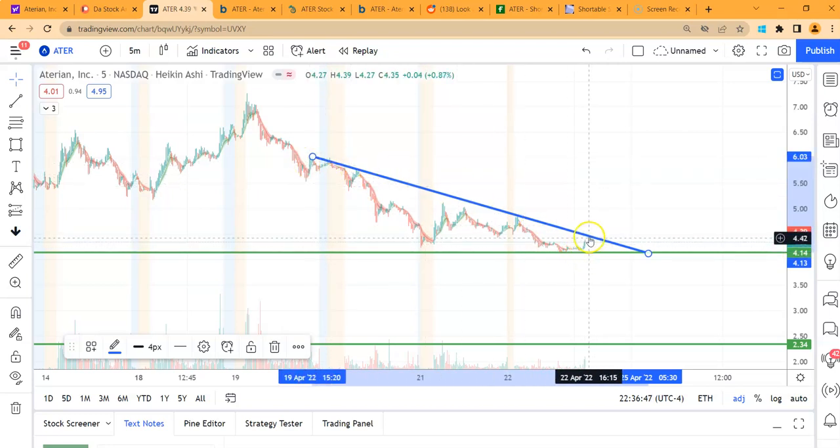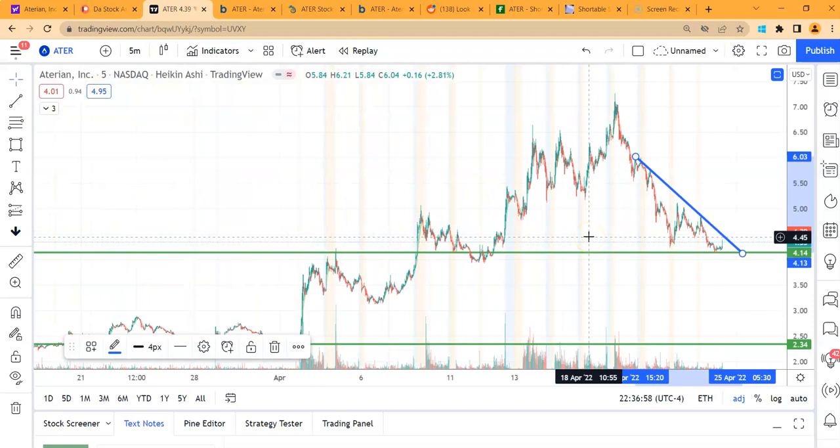Otherwise, you might see a pop and a rejection. It might come back to $4, $4.1. So we have to see how ATER is moving. If volume is coming, more buyers are there, this thing will go up. But for now, I should not, and I don't want to say that it will go to the moon.